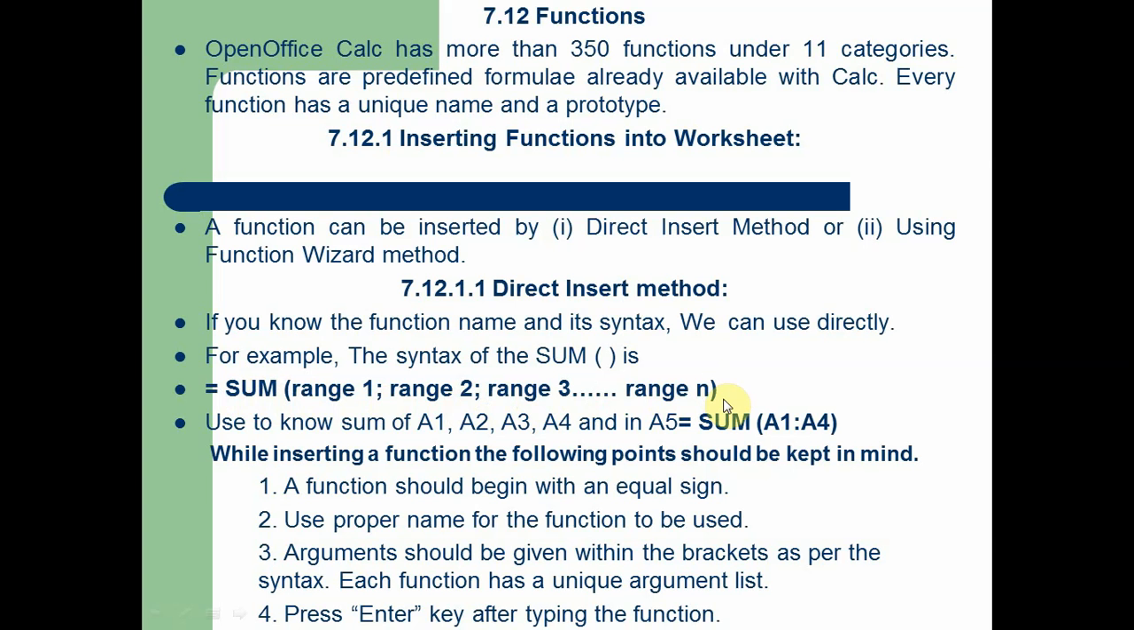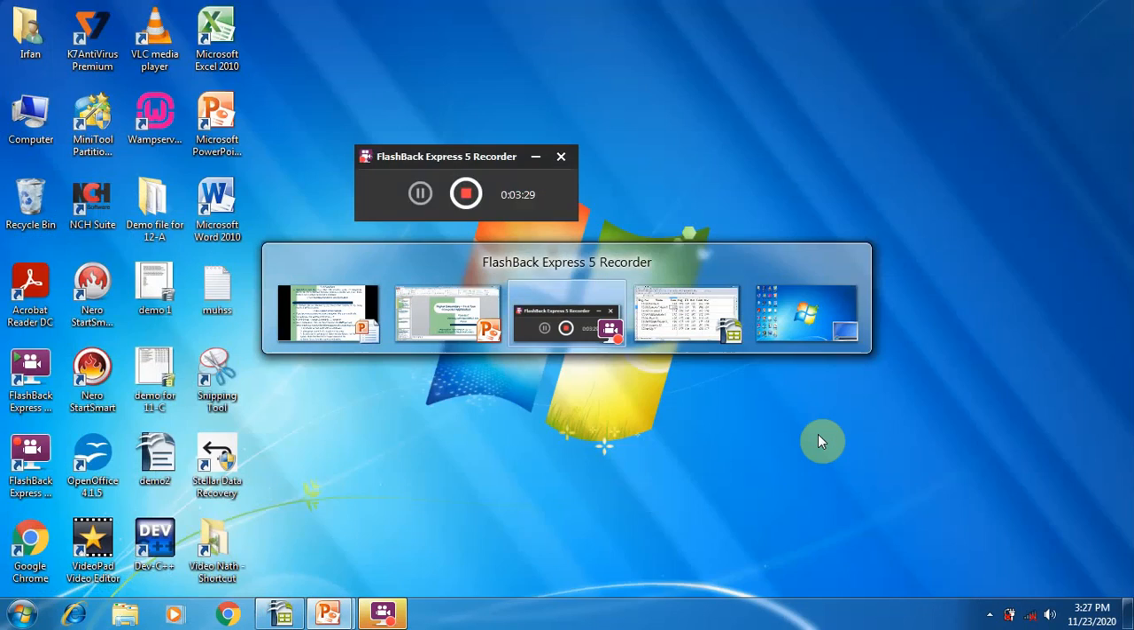For example, if you want to know the sum of five cells, namely A1, A2, A3, A4, A5, then you can write the function like this: equal to SUM of A1 colon A5. We can use this method when we know the name of the function and the exact syntax of the function. If you don't know the function name, syntax and rules, then you cannot use this method. Now we are going to use this function for addition to find the sum in OpenOffice Calc.